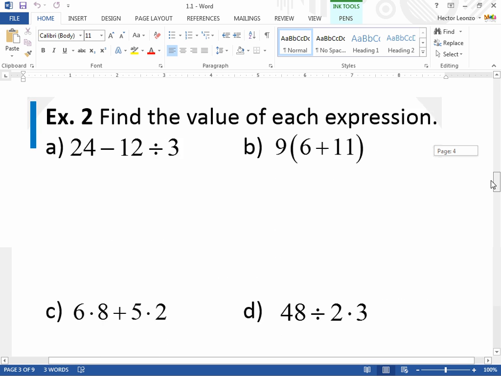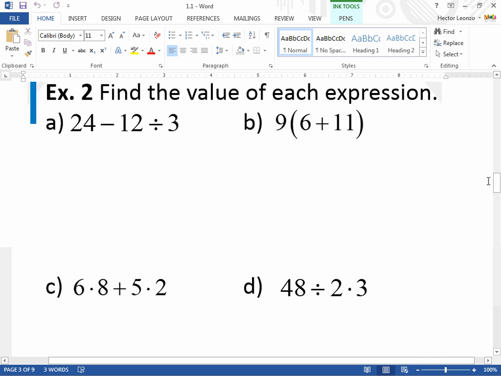So as an example, find the value of each expression. So first thing I think of is groups. I see no groups in my example 8. Then I think of exponents. I see no exponents.